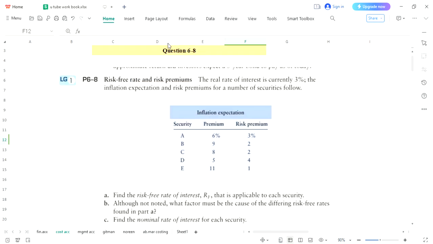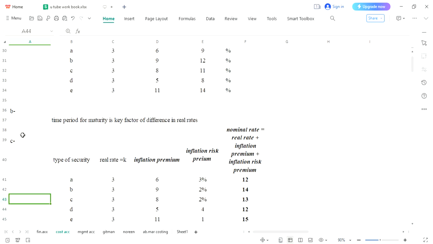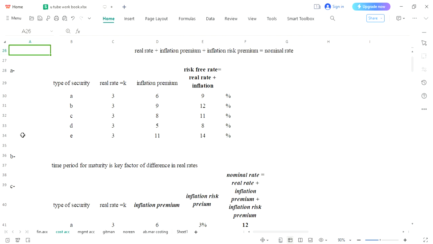Let's see if anything else is given in our question. C part was to find the nominal rate. Okay, so it means all parts have been sorted out. First part was to calculate your risk-free rate, with which what you will do, simple inflation premium would be added in real rate. You will get your risk-free rate, and in C part, nominal rate was asked to be calculated. You will add all sort of inflationary expectations or all economical barriers. When you will add in real rate, the final answer would be nominal rate. Solution is in front of you.